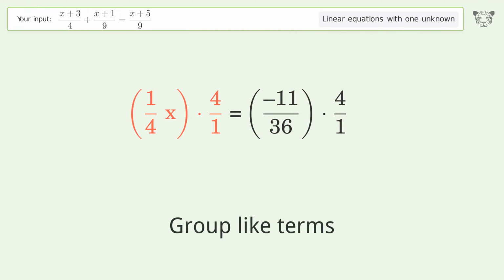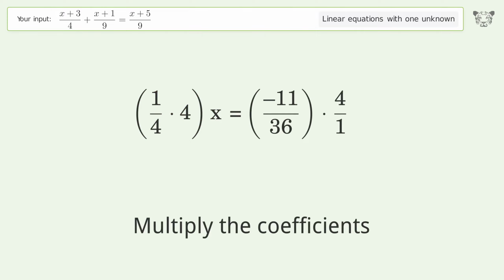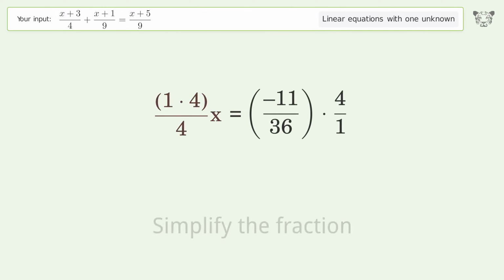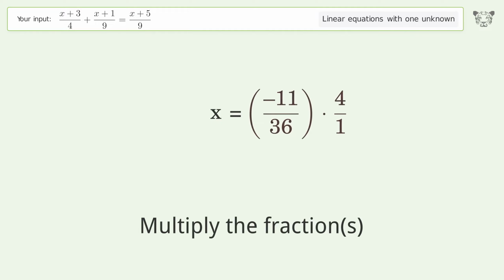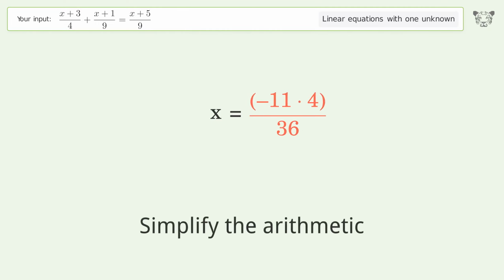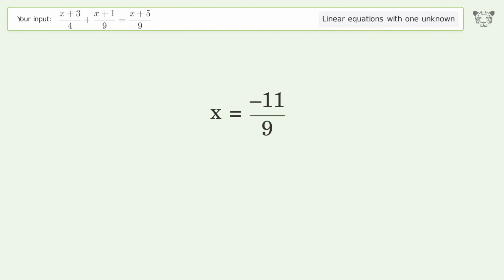Group like terms. Multiply the coefficients. Simplify the fraction. Multiply the fractions. Simplify the arithmetic. And so the final result is x equals -11/9.